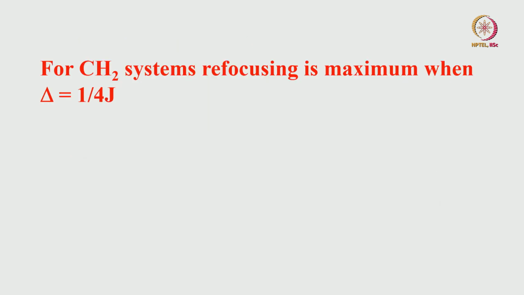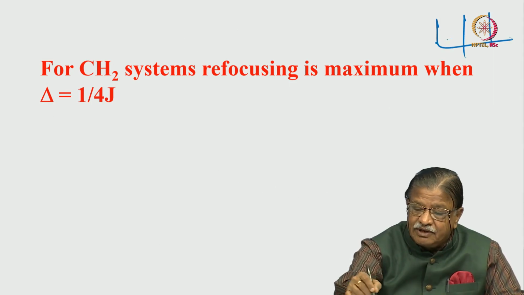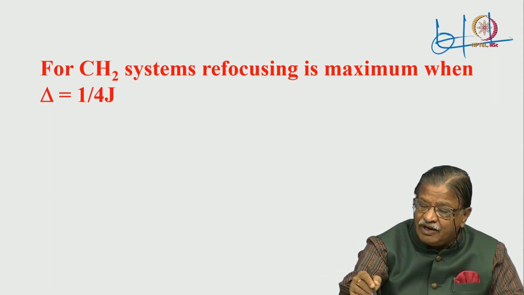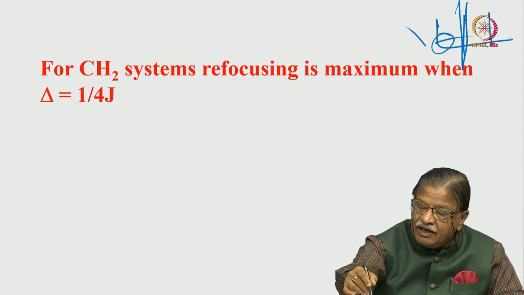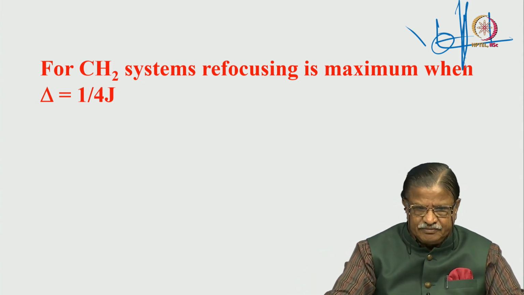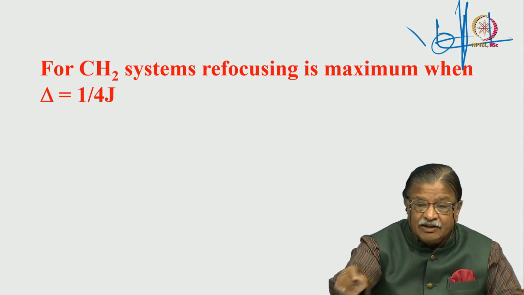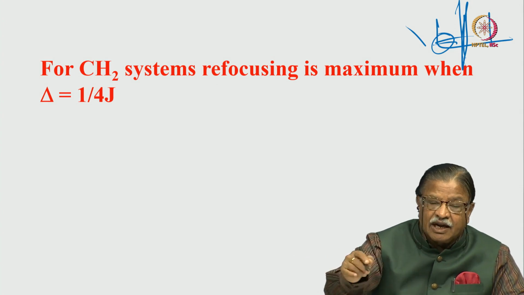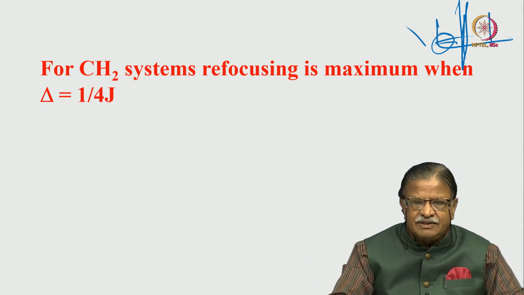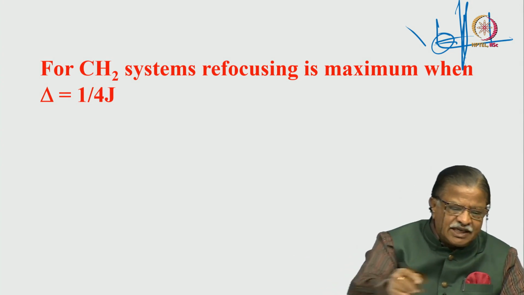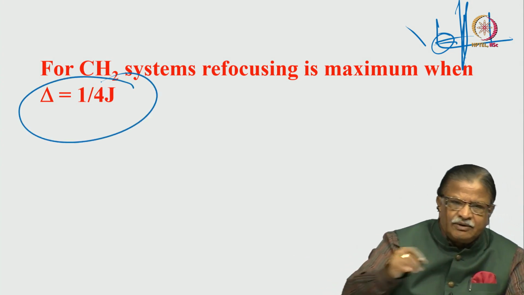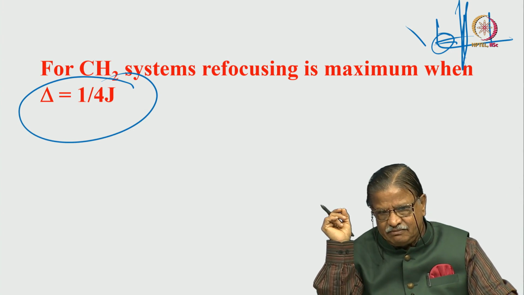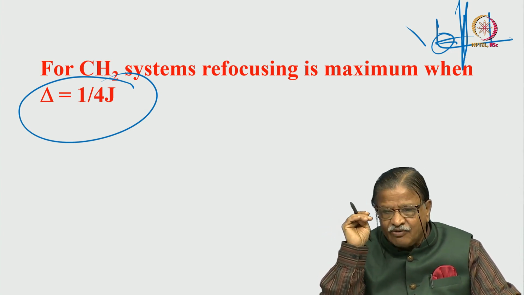For CH2, when do you get the maximum refocusing? See, for CH, the J coupling is between these two. There are two vectors, half J. One is this side, one is this side, and your on resonance is at the center. For CH2, the central peak is here, and the other two peaks are moved apart by J. For the fast moving and slow moving components, it is not half J but 1J. For CH2 systems, the refocusing is maximum when delta is equal to 1/4J. The delay has to be 1/4J.